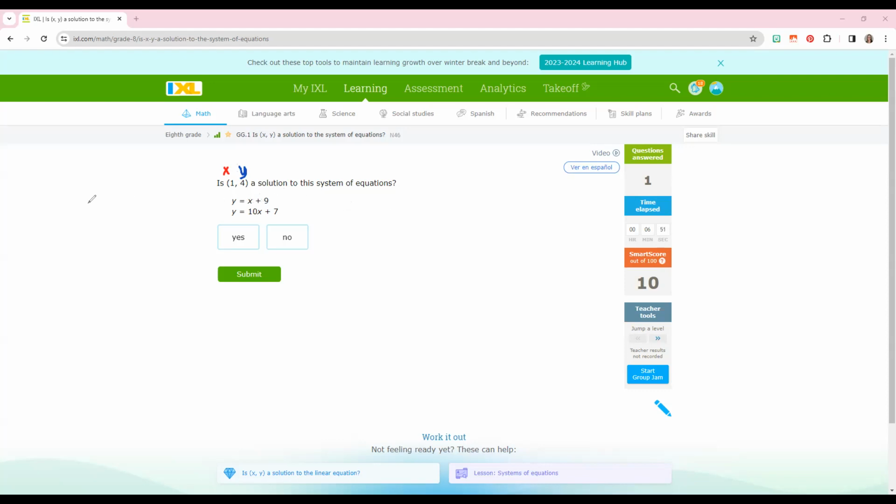So if we look at our first equation here of y is equal to x plus 9, that y is going to be replaced with the number 4. And then our x is going to be replaced with the number 1. And then we have a plus 9. All right, well, in this case, the only simplifying I have to do is addition. So we'll add 1 and 9, and we get the statement 4 is equal to 10.